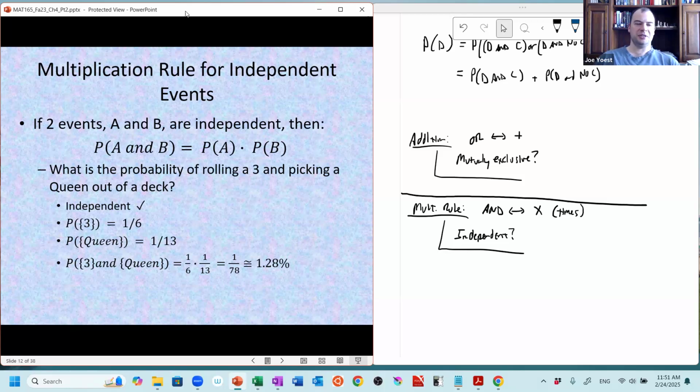Be a little careful here, because the "and" conjunction between A and B sounds a little bit like addition, but it's really "or" that's related to addition, and "and" that's related to multiplication. So be just a little bit careful there.